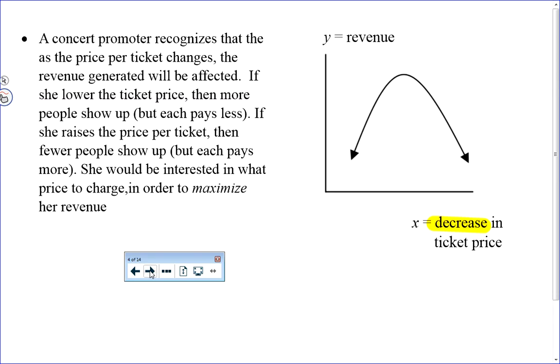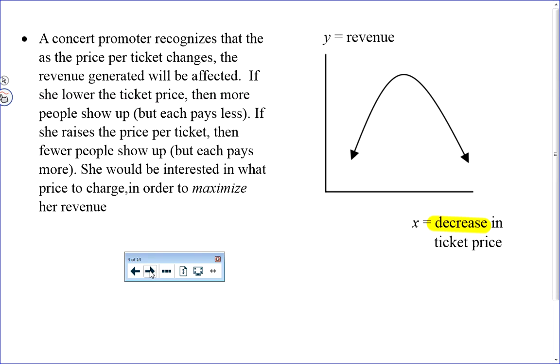This is one that you have encountered in Math 20. There is a typing mistake on your handout, though, that I've highlighted. The graph should have for x decrease in ticket price, and I believe in the handout it said increase in ticket price.